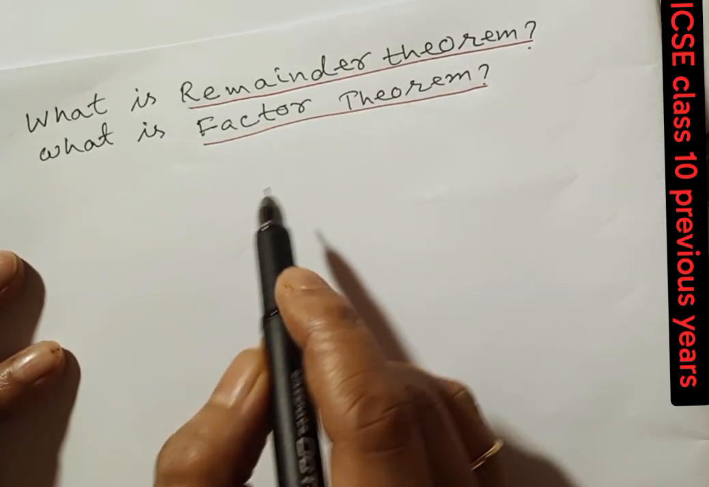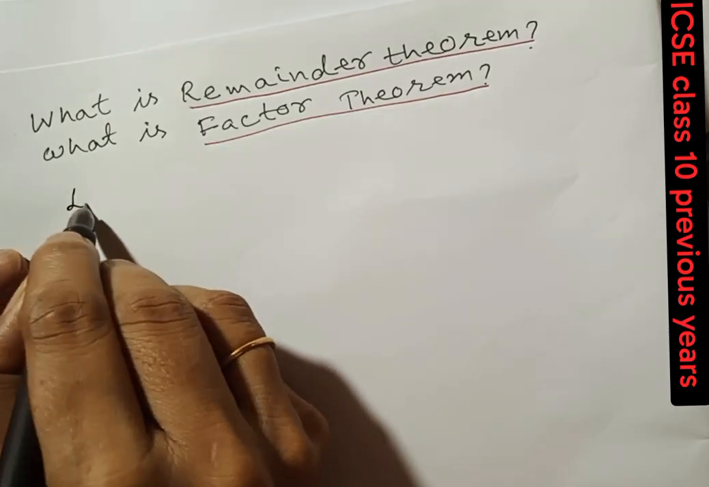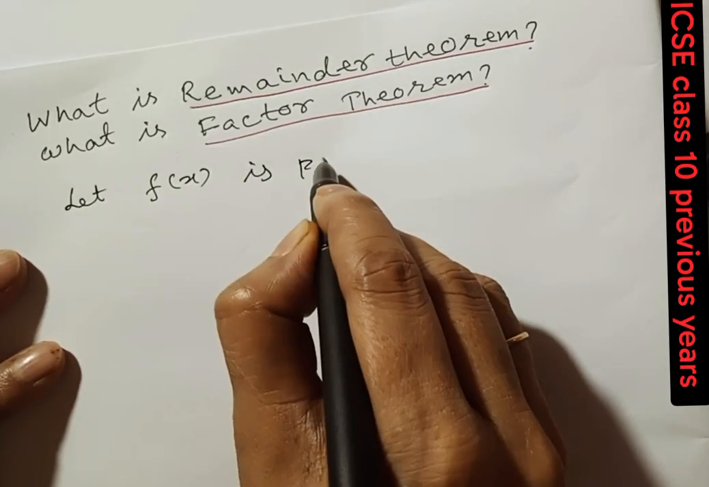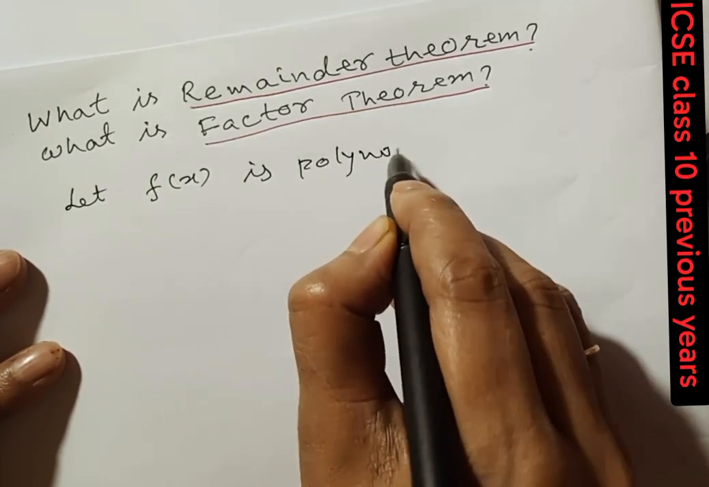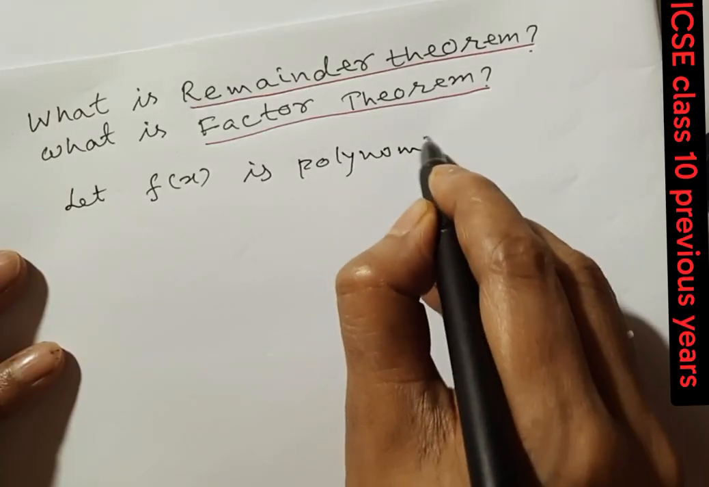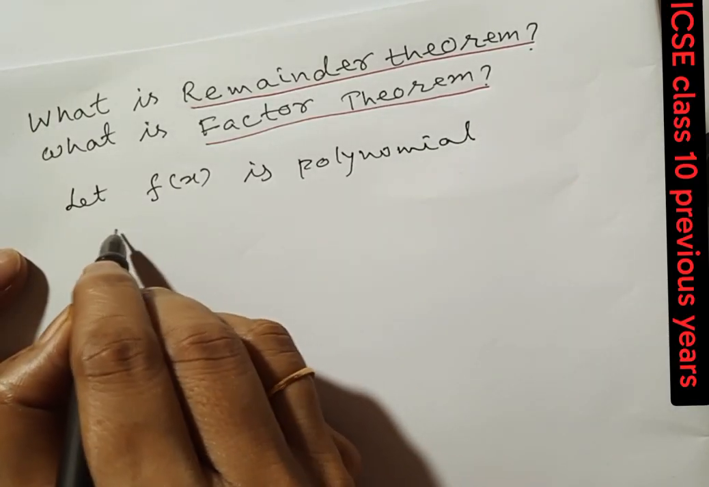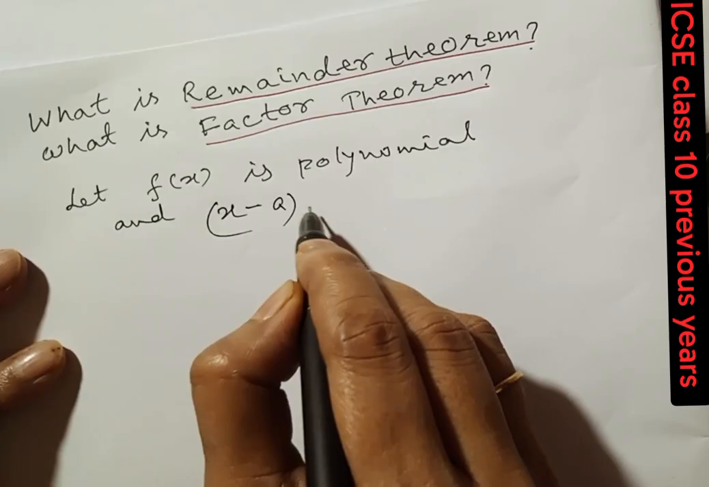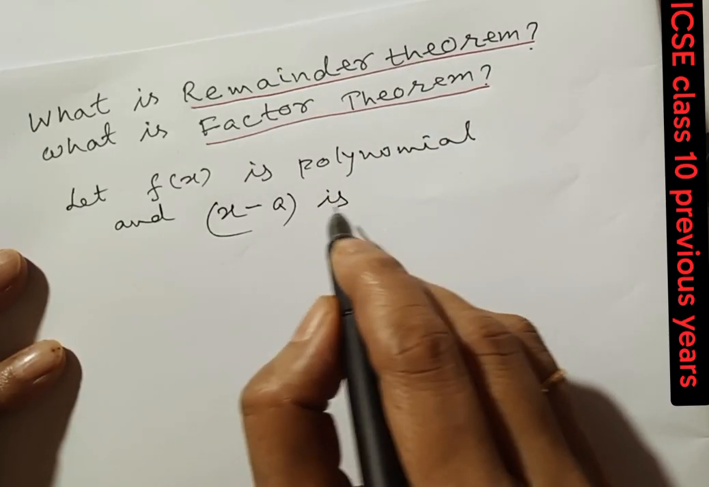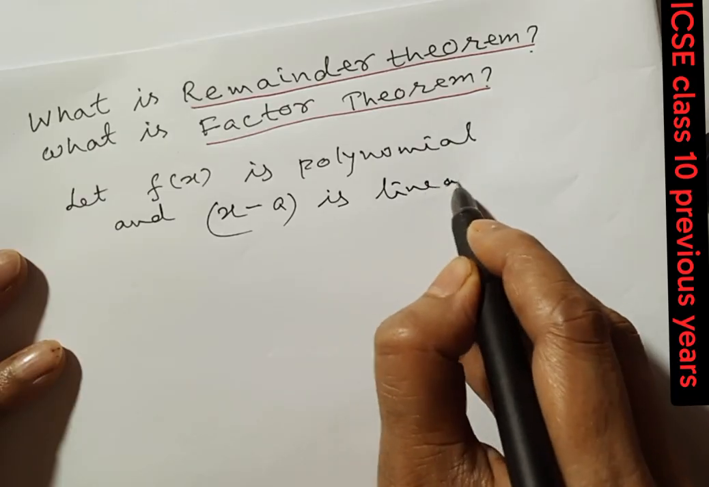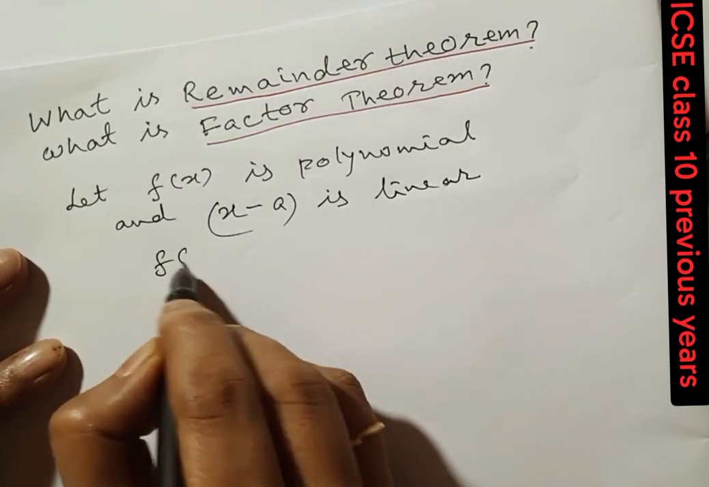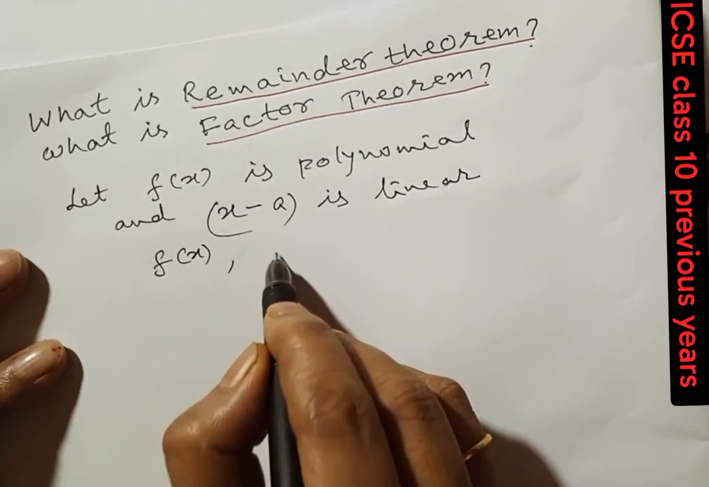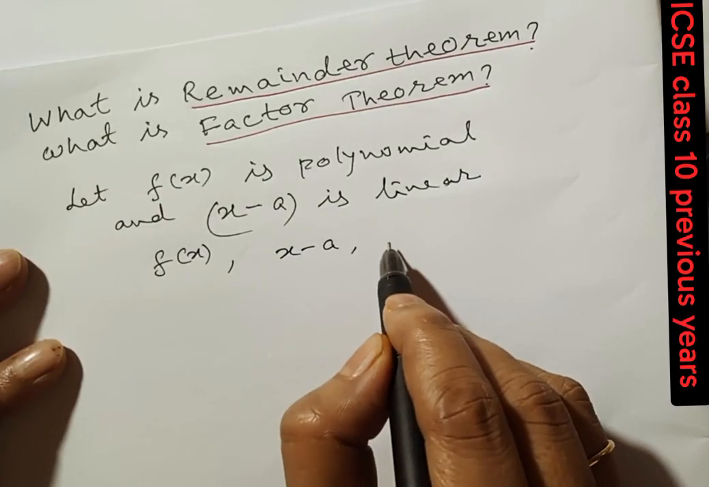What is the remainder theorem? Let f(x) be a polynomial and let x minus a be a linear polynomial. When f(x) is divided by x minus a, what will be the remainder?